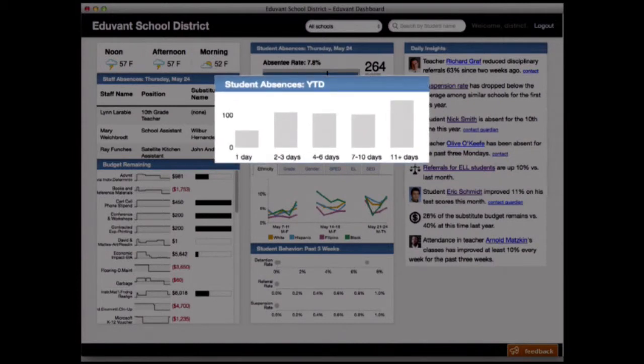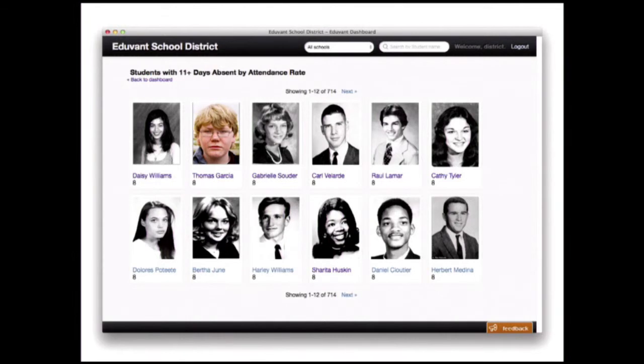Next, she takes a more strategic focus. She knows that the school board is concerned about chronic truancy in the school. So she's looking at a display that shows her how many students are absent, how many days. She clicks on the bar on the right side of the screen, which shows her students that are 11 or more days absent so far this year. And she can see the faces of the students who are contained within that category.